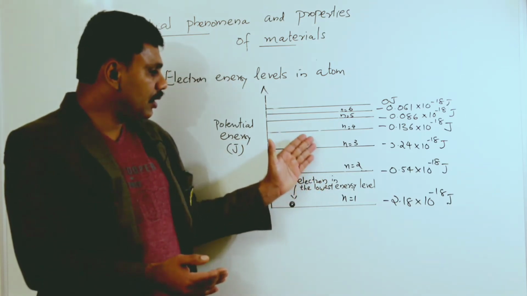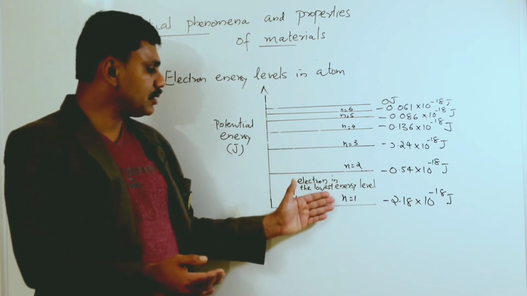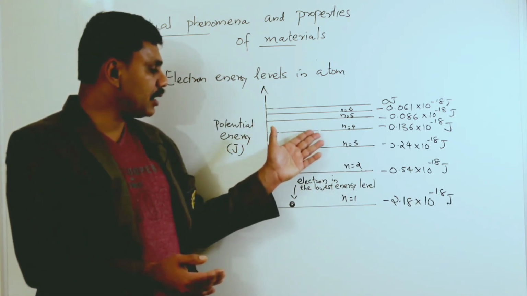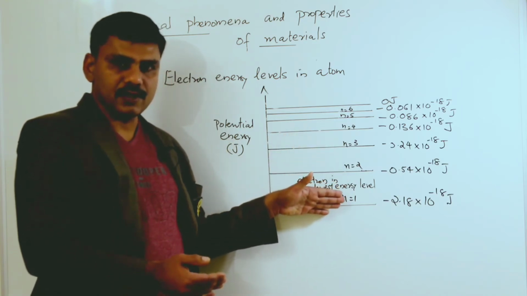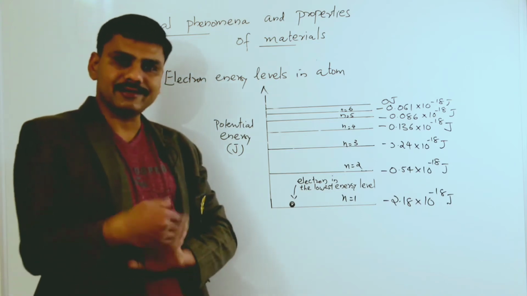So there will be excitation and deexcitation. Excitation means lower energy level to higher energy level. Deexcitation means higher energy level to lower energy level. So when we give energy to the atom, the electrons in the atom will excite.